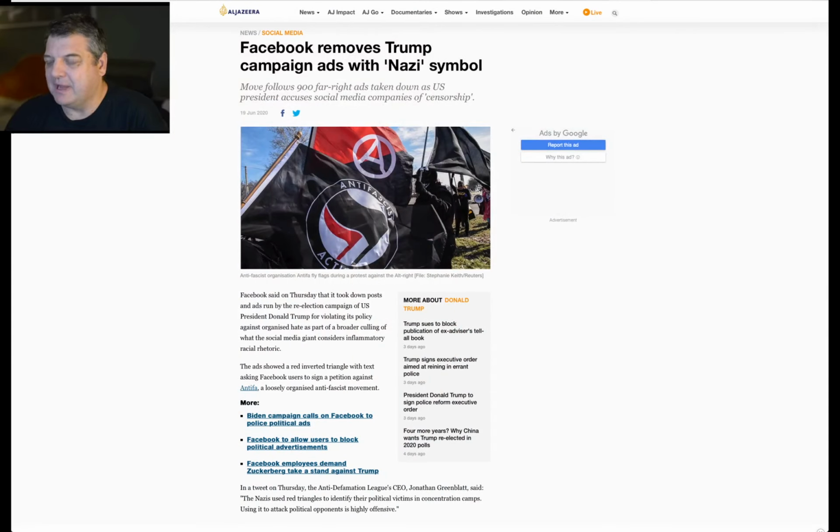Okay, so the mainstream media, they're at it again. They've come up with a story about Trump, and they're just milking it for all it's worth. And just looking at the sensationalist headlines, you'd think that something major has happened. It's like, Facebook removes Trump campaign ads with Nazi symbol.